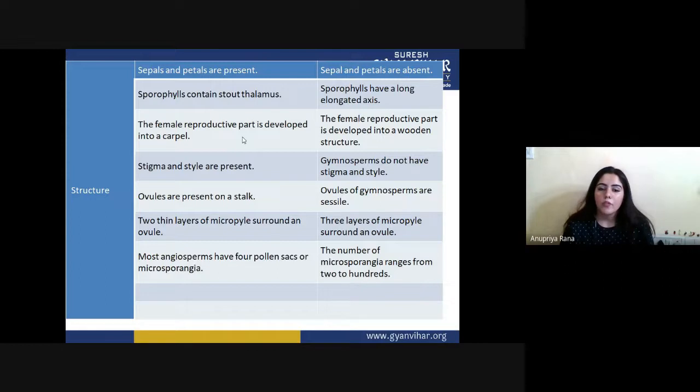Most angiosperms have four pollen sacs or microsporangia. In gymnosperms, the number of microsporangia ranges from 2 to 100. This is obvious because the structural organization of the flower and the microsporangiate cone of gymnosperms varies in structure. The angiosperm reproductive structural unit is small, like the flower. But if you have seen the cone of cycads, it is very long, sometimes like 1.5 meters, and that's a huge thing. That's why their microsporangia range from 2 to 100, but the pollen sac formation inside a flower cannot be that huge.